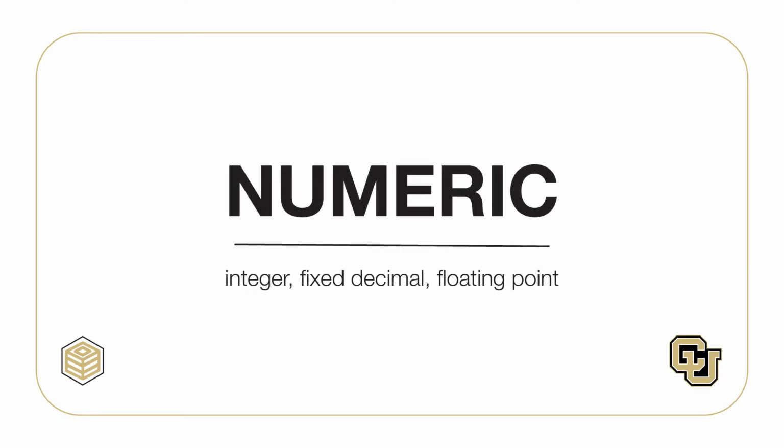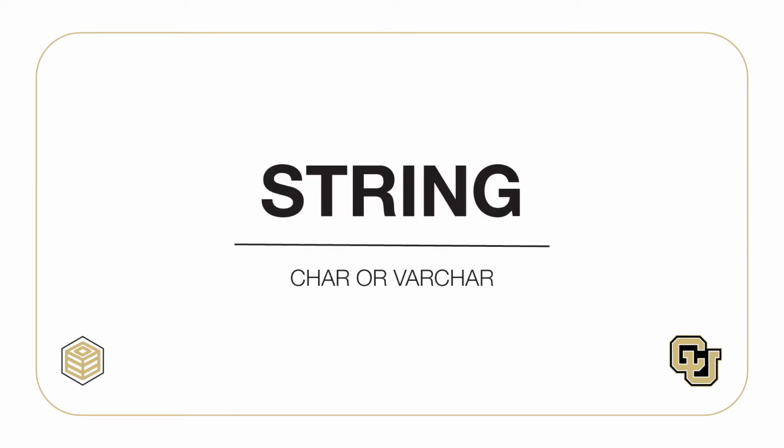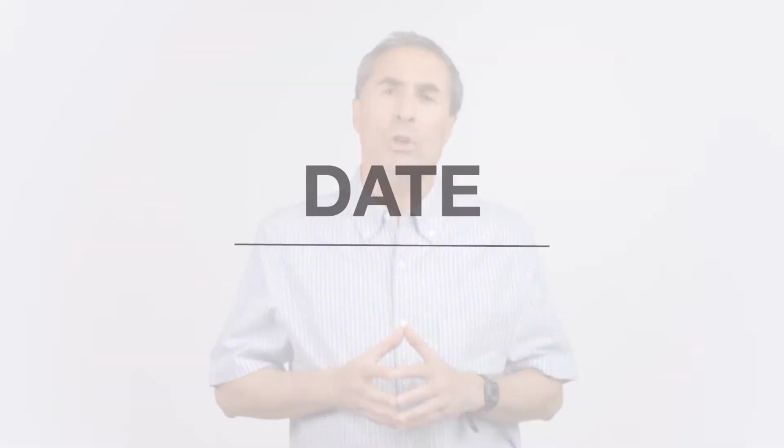You focus on the three major types of data: numeric, being integer, fixed decimal, or floating point; string, char or varchar; and date. You will want to use operations and comparisons with constants that are compatible with the major types of data. For example, you should use a numeric constant in a condition with a numeric column, not a string constant.